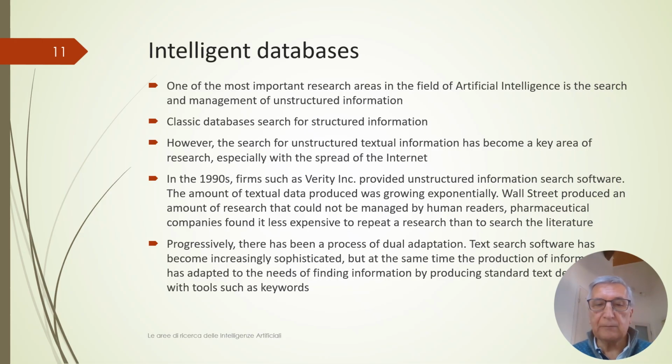The amount of textual data produced was growing exponentially. Wall Street produced an amount of research that could not be managed by human readers. Pharmaceutical companies found it less expensive to repeat the research than to search the literature. Progressively, there has been a process of dual adaptation. Text search software has become increasingly sophisticated, but at the same time, the production of information has adapted to the needs of finding information by producing standard text description, such as keywords, abstract, and similar tools.